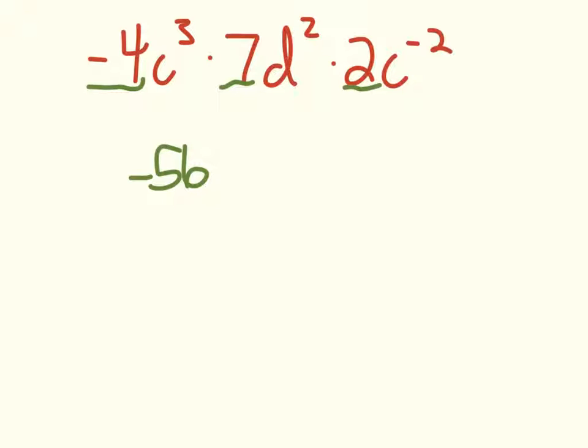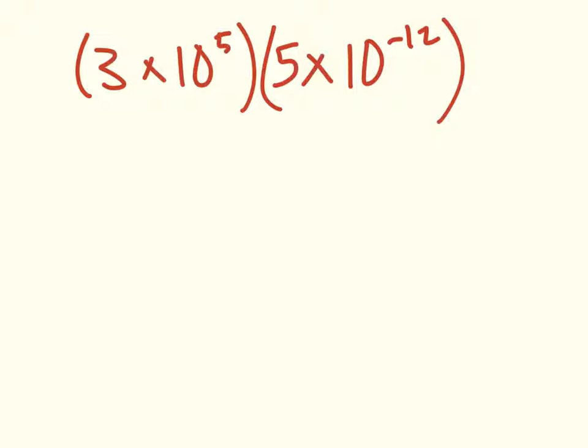And then we look for the powers that have the same bases. Well, we have c cubed and c to the negative 2nd. Since the bases are the same, we can add those exponents. We now have 56c to the 1st, and we actually don't need that first power. And we're still multiplying by d squared because there's nothing else to combine that with. And here's our simplified form. Negative 56 times c times d squared.